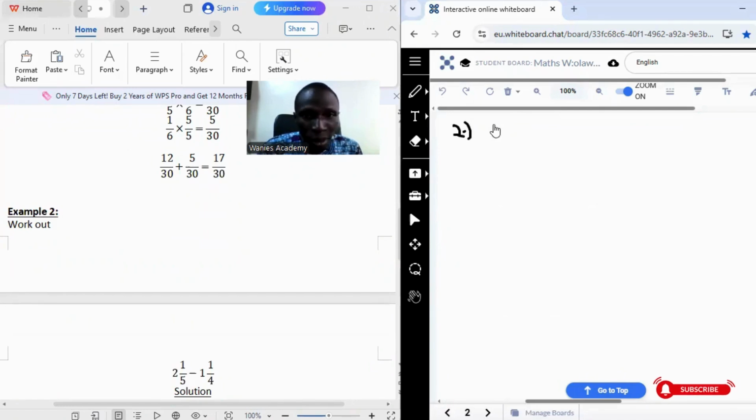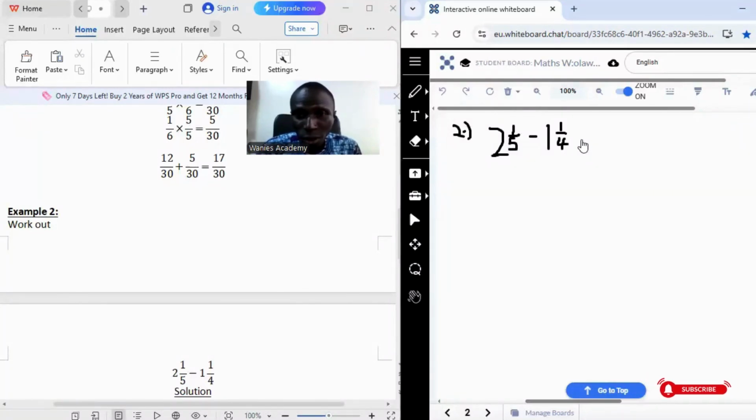We have 2 whole number 1 over 5 minus 1 whole number 1 over 4. So this is a mixed fraction. The first thing that we're going to do here is to change the mixed fraction to an improper fraction. Then after changing it to an improper fraction, we are going to make sure that the denominators have a common denominator. Then from there, we can now subtract the fraction.